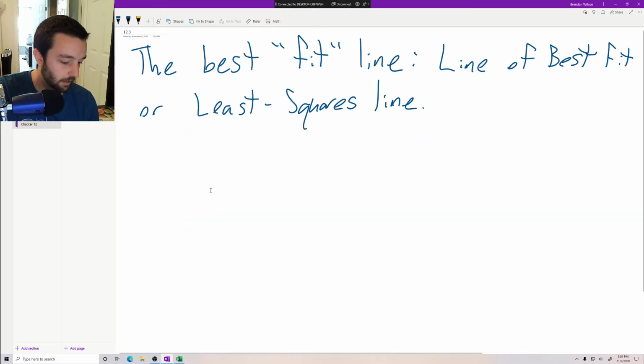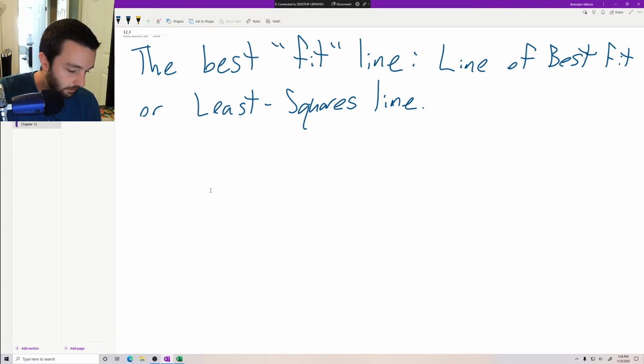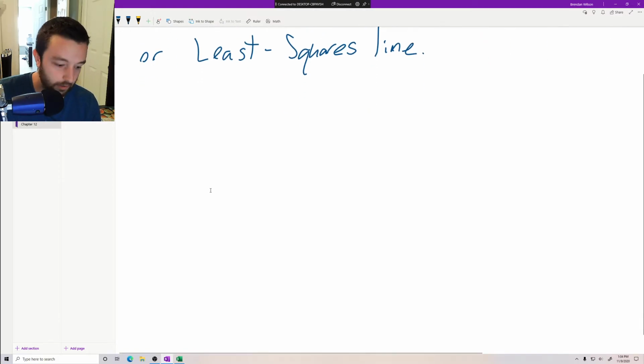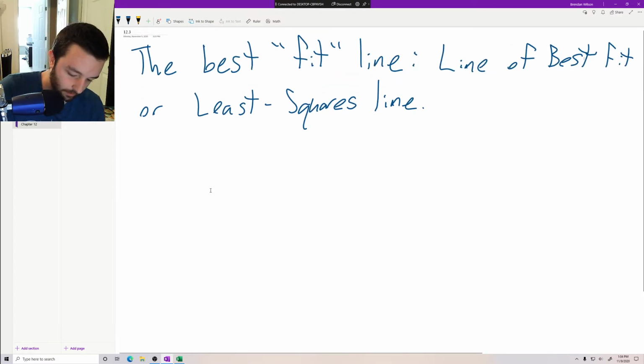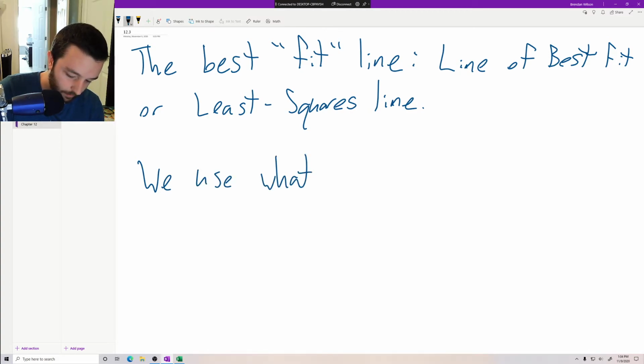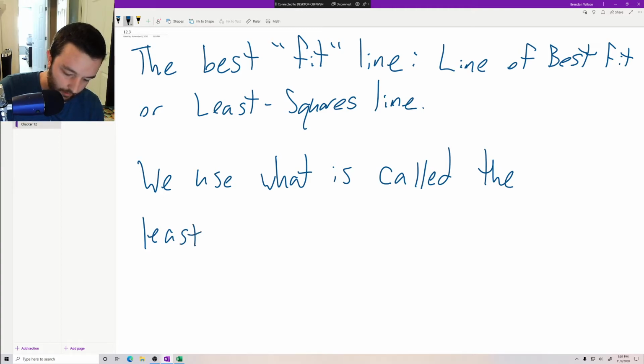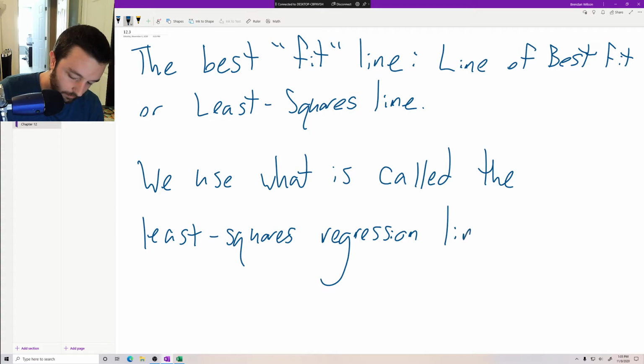Okay. So let's see. We use what is called the least squares regression line. Okay.